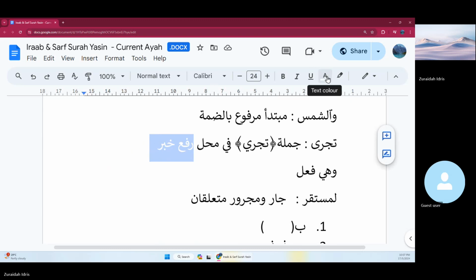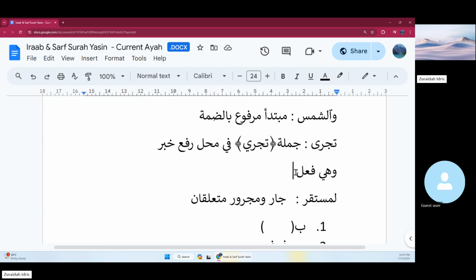I hope I'm not going too fast. I think okay, right? But it is the jumlah. So the i'rab for the jumlah, this would be fi'il. What type of fi'il is this? Fi'il mudari. Okay. Is it mansub, marfu, or majzum? Marfu. And what is the sign of marfu?